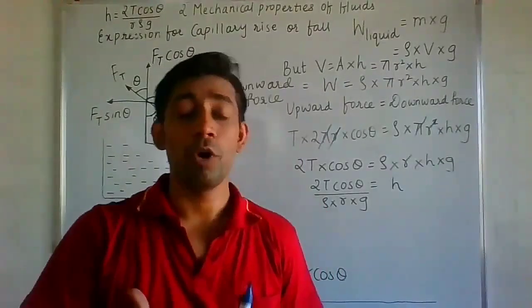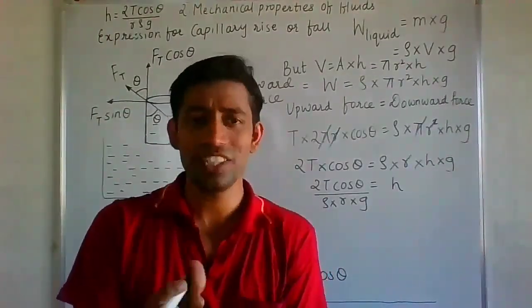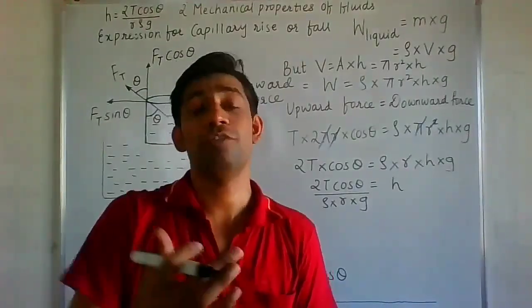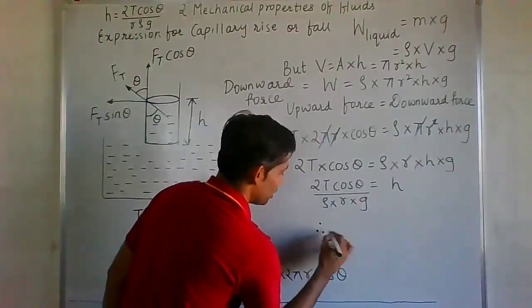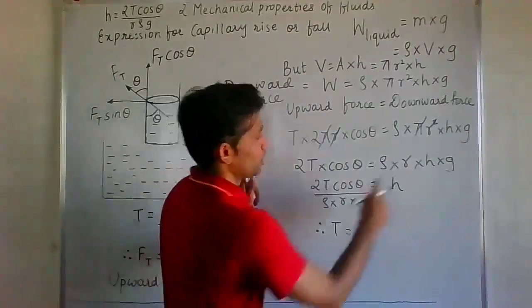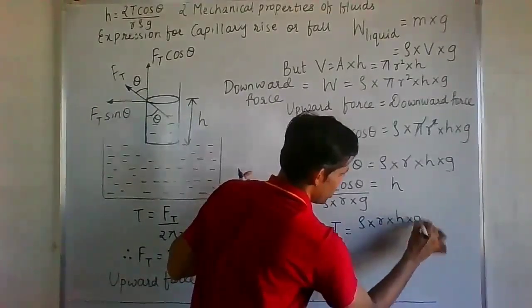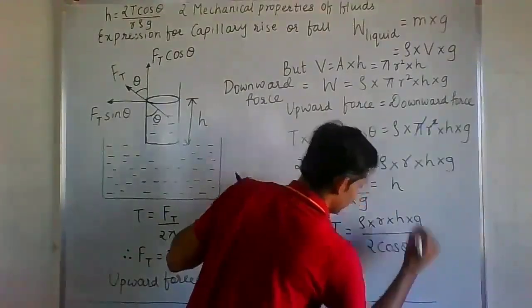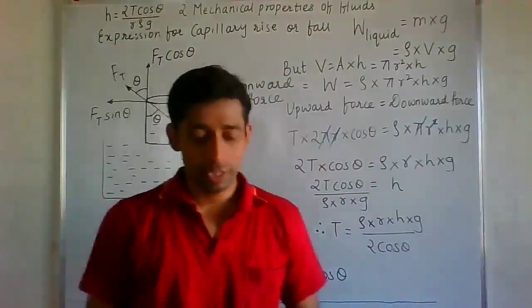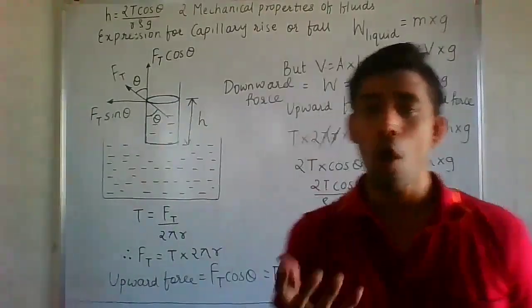Okay. From this, if you want to find the surface tension, like if you have the height, you might measure the height with a scale, and if you want to find the surface tension of the liquid, then the formula will become T is equal to, this will remain as it is, rho r h g, and 2 cos theta will be divided over here. So this completes the derivation for capillary rise or fall.